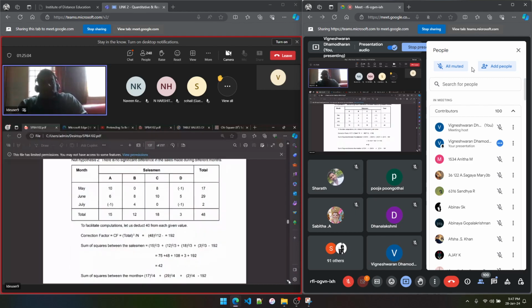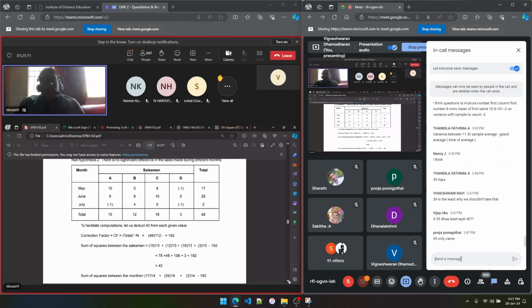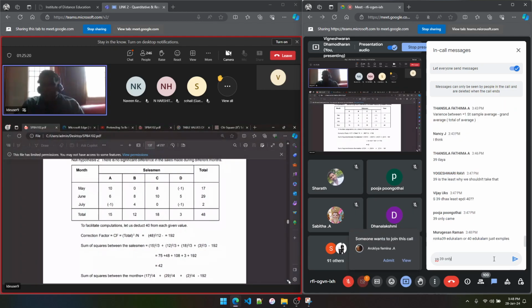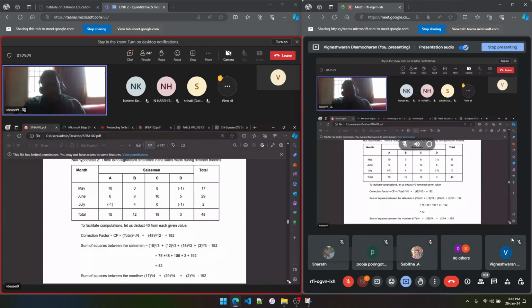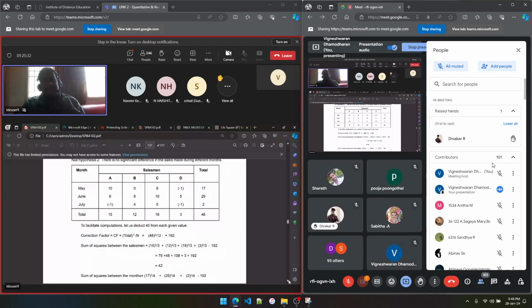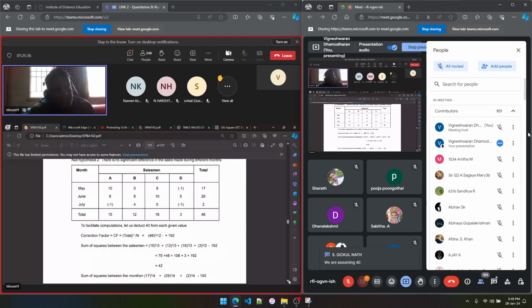Okay, now we are going to find out the correction factor. We can find out the correction factor the way I tell you: total square divided by n. What is the total square? Total is 48. 48 square divided by 12. So if you square the 48, you will get something that should be divided by 12. Therefore, the correction factor will be 192.